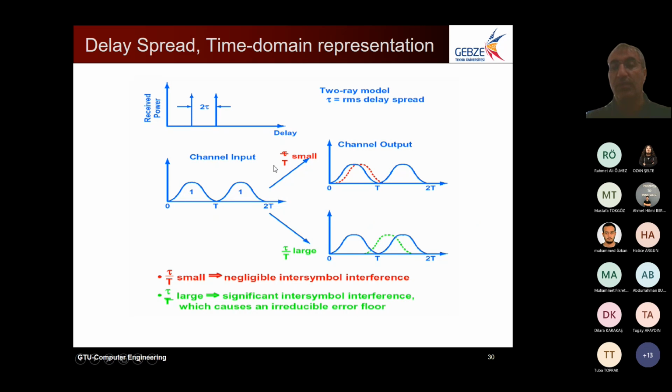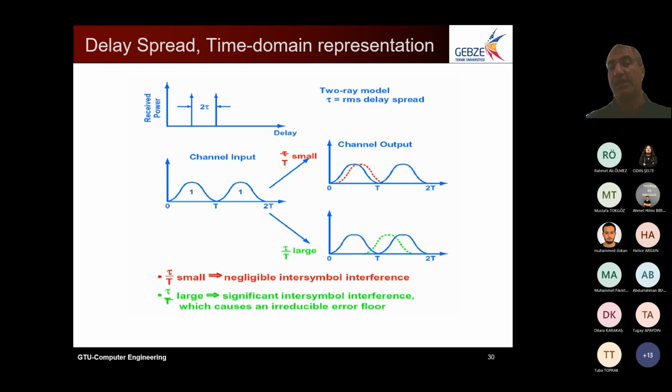If tau over T is small, that means the intersymbol interference is negligible. It depends on the amount of the delay spread. The channel can shift your symbol on top of the next adjacent symbol. So we have bit 1, bit 0. Remember, bit 1 in this case.